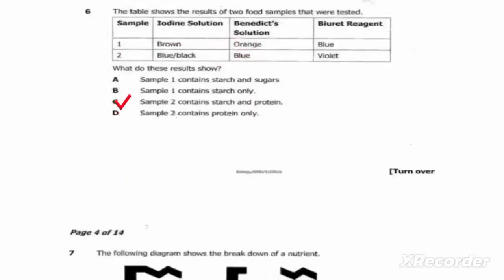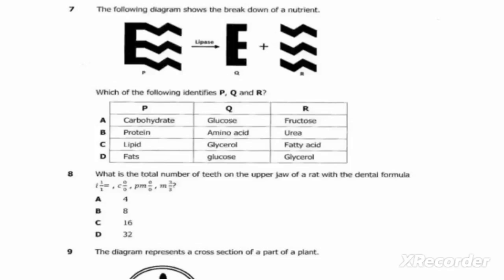So therefore, our correct answer is C. Sample 2 contains starch and proteins. So we can see blue black here and we can see violet here. Okay, we shift to the next question, which is question 7.